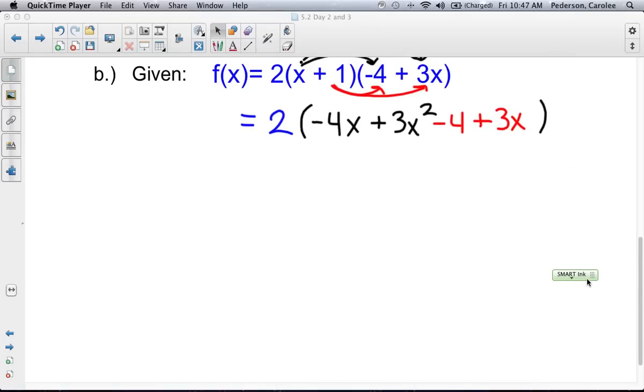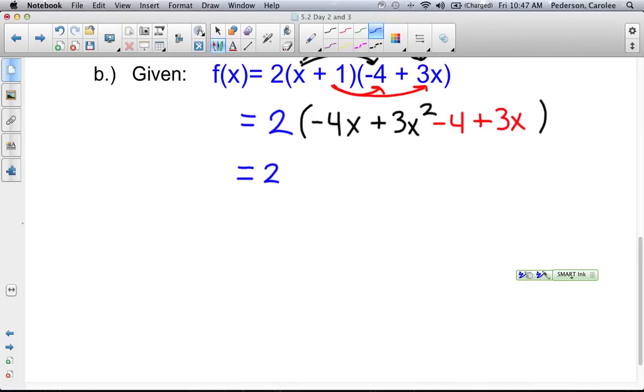Now we're going to go ahead and put this parentheses in standard form and combine like terms. So I still have the 2 in front. Now my highest term in that parentheses is 3x squared. And then I have two like terms, the negative 4x and the 3x. Negative 4x plus 3x combines to give us negative 1x or negative x. And then we have minus 4 at the end.